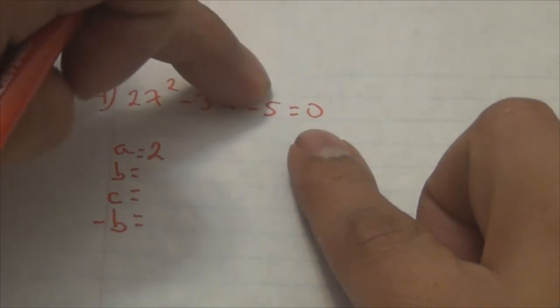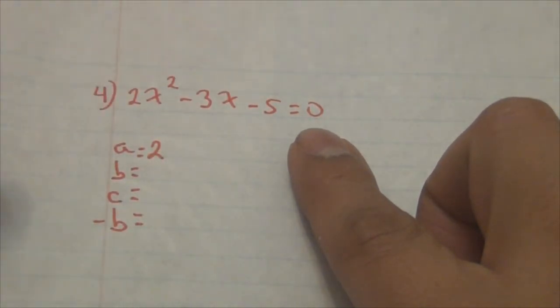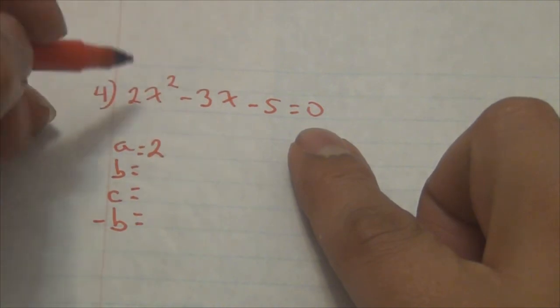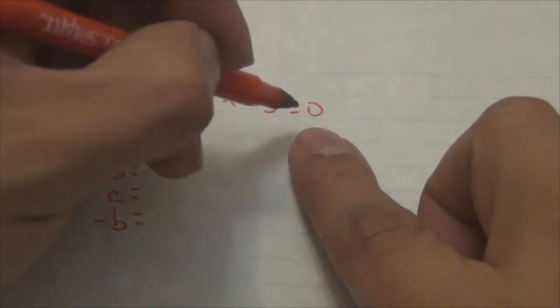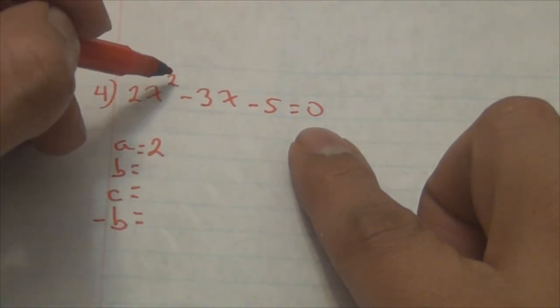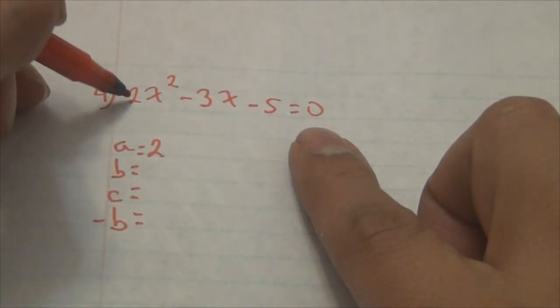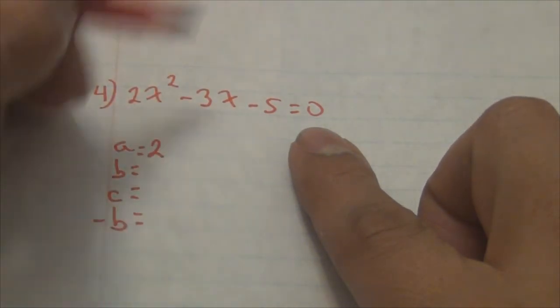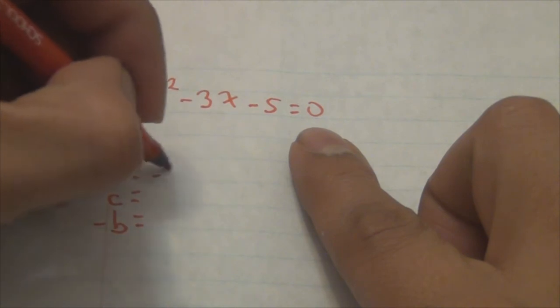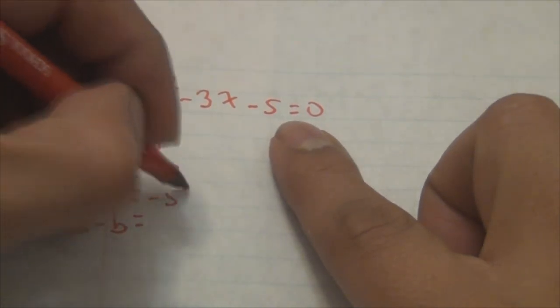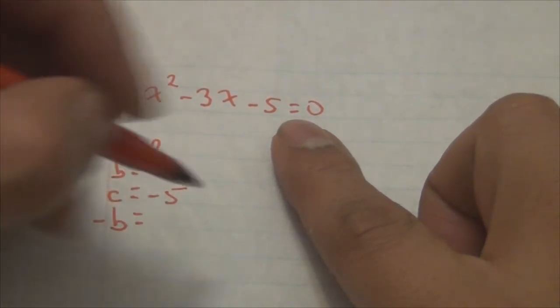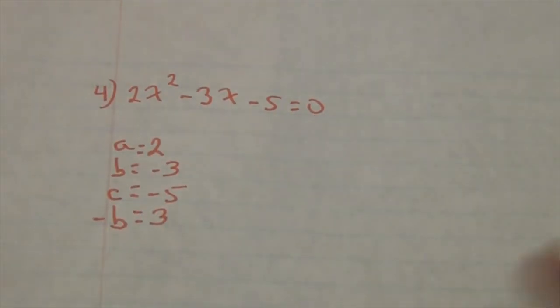What if this term was here and this one over here? It doesn't matter. You should understand that we're talking about not order, but the coefficient of the x squared. If the x squared was here, then it will still be 2. Okay? Now negative 3 for B, negative 5 for C, and of course the opposite of negative 3 is positive 3.